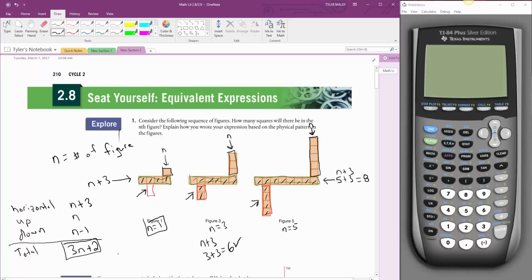So if I ask you how many blocks figure 16 will have, we could figure it out by plugging n equals 16 into my formula. So 3 times 16 plus 2 is what, 50? 3 times 16 is 48, plus 2, we get 50. So without having to draw this figure, I can use this equation to figure out whichever figure I would like.